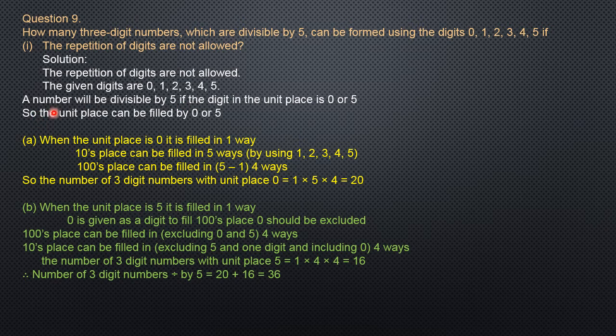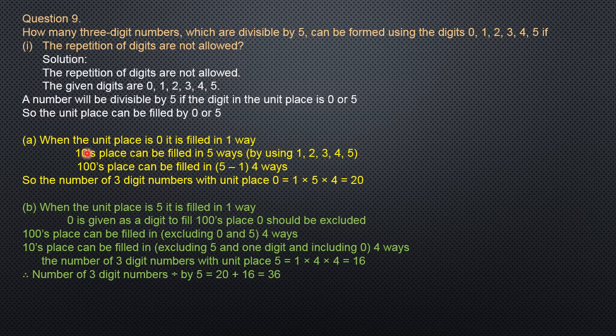A number will be divisible by 5 if the digit in the unit place is 0 or 5 only. This is an important condition for any problem. Similarly, I will consider that the unit place can be filled by 0 or 5. So I will consider the first case, unit place is 0, and the next case, unit place is 5. Here we fix a number, therefore it is one way.